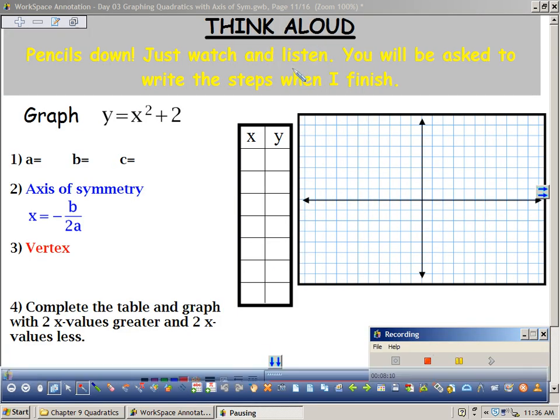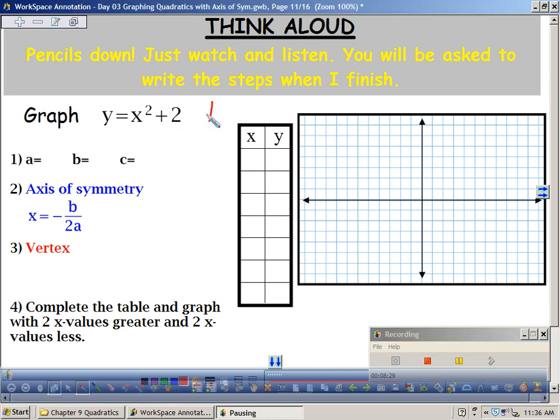Pencils down to begin with. I just want you to watch what I do. So I'm going to model how to do this for you. Okay, so I've got this graph: y equals x squared plus 2. First of all, I already know what this looks like. If you think about it, it's going to be shifted up 2, and it's going to look like that. Right? I know that because of behaviors of graphs. But since we know it, now we can just graph it, and we'll know if we're right.